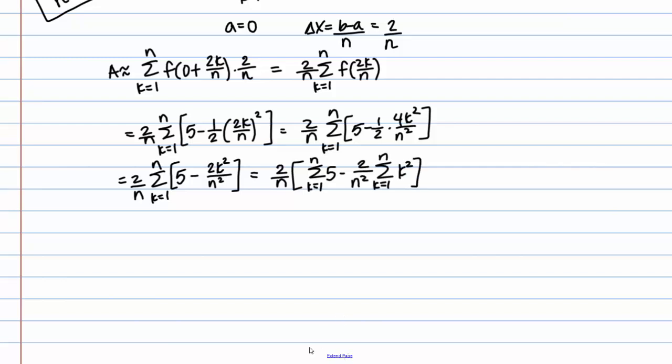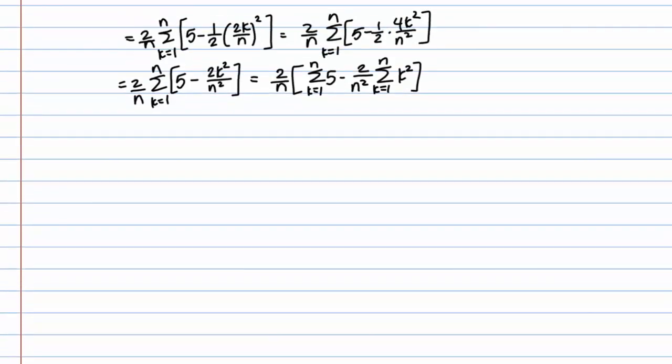And now I use my formulas again. So 2 over n. The sum of a constant is that constant times n, so that's just 5n. Minus 2 over n squared times the sum of k squared, and we have a formula for that: n plus 1 times 2n plus 1 all over 6. So you can see we're doing the exact same thing we did before. We're just leaving things in terms of n instead of plugging in a specific value. But besides that, exactly the same process.